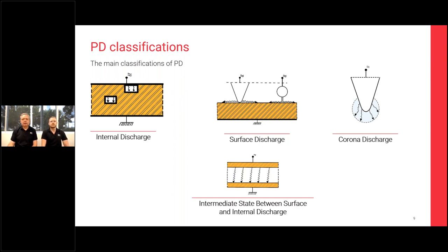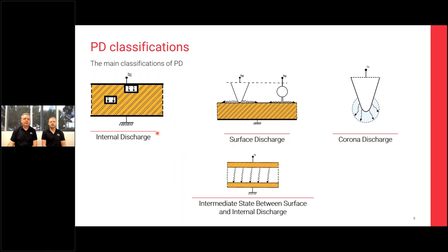And the fourth state that we say here, it's not the primary state, it's somewhere in between an internal discharge and a surface discharge, is discharge across a gap. This is something that we come across quite regularly. Brad will show a couple of examples on this. And if we close up the insulation on both sides of this, it becomes an internal discharge.